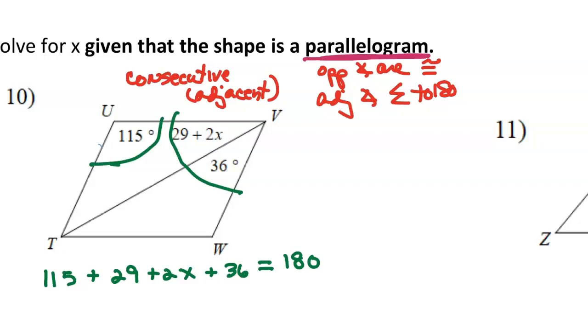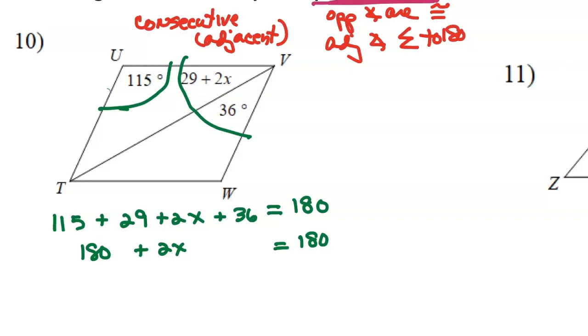So let me just turn the page on my document. You're going to add up all your numbers, and when you do that, you should be getting 180. And you're going to add 2x to that, and that has to equal 180. Okay, do not panic. Apply your normal procedure. Subtract 180, subtract 180. 2x is going to equal 0. That's fine. Divide by 2, divide by 2.